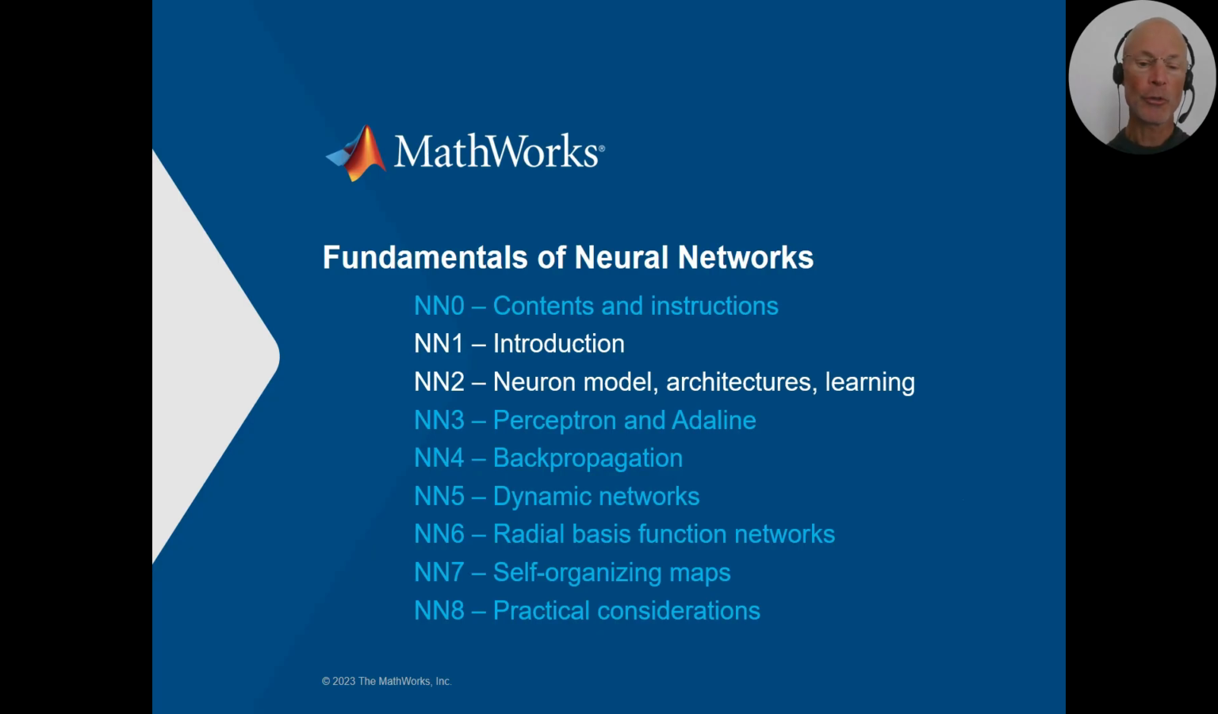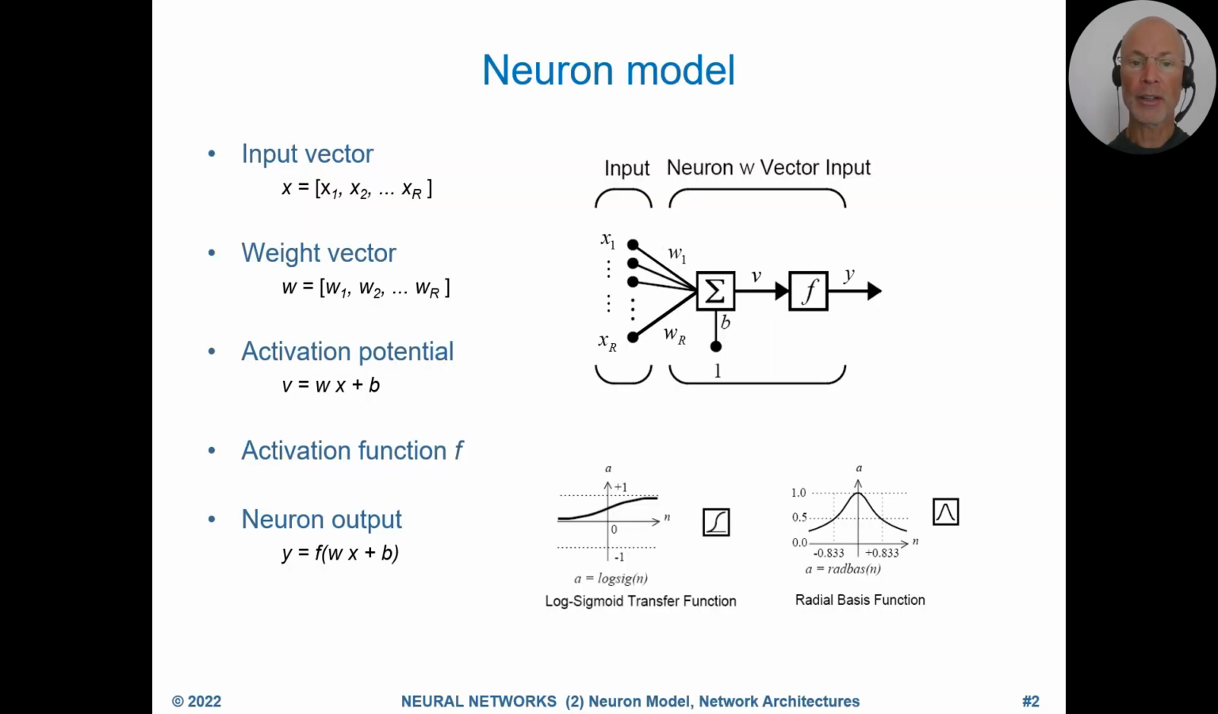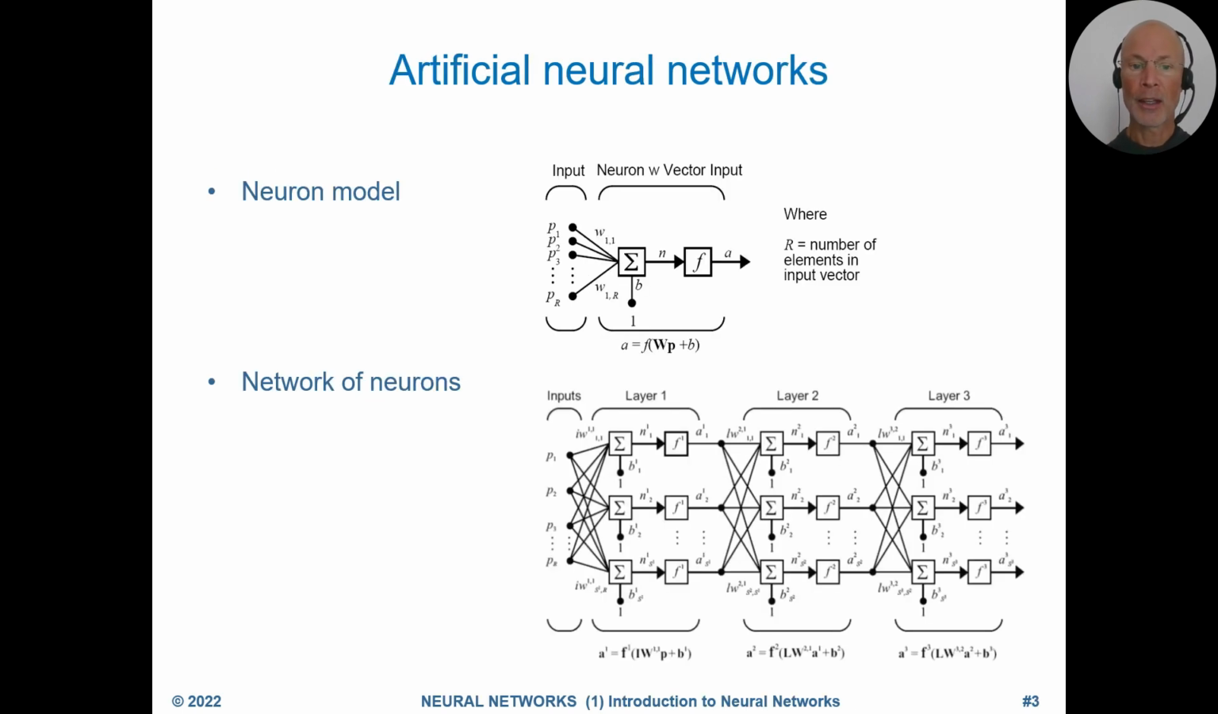In this chapter, we introduce a neuron model and basic neural architectures. If we take a look at a neuron model, which is a very simple approximation of biological neurons, we can find the input vector, and then the neuron includes the weight vector and bias, and then we have the activation potential. Finally, there is an activation function such as sigmoid or radial basis function, and we get to the neuron output.